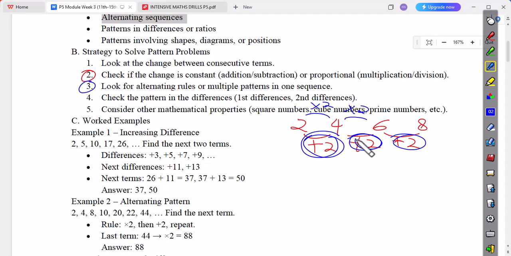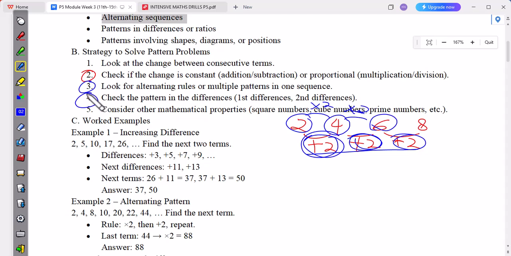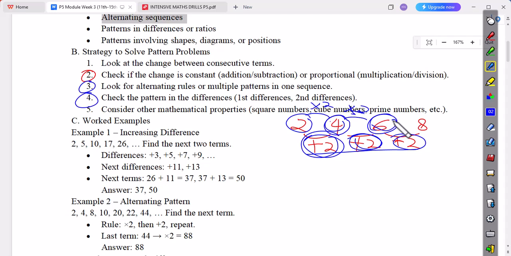So there will be some alternating rules because we can get number 4 by times the first number by 2, but we cannot get the third number, which is 6, by times the second number by 2. So it means we need to use this kind of pattern, plus 2, plus 2, and plus 2. And after you find the alternating rule, check the pattern in the difference, first difference and second difference. If you use times 2 here, in the first difference it makes 2 times 2 equal to 4. But for the third number, if you times it by 2, this one is 6. So it doesn't fit the rule.